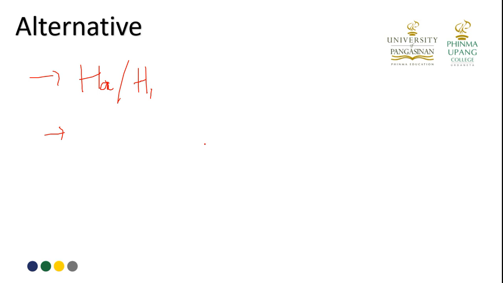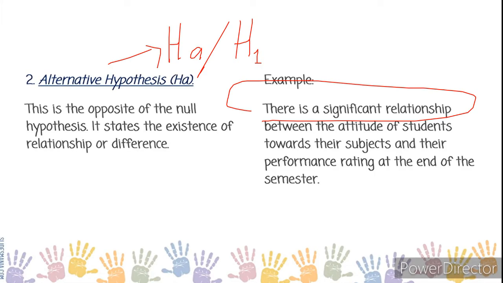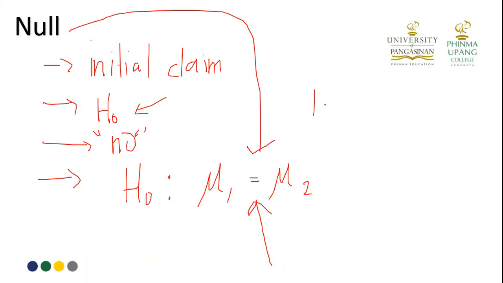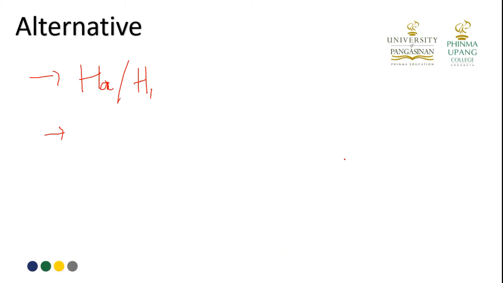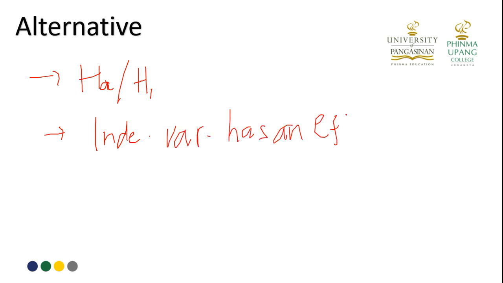HA or H1. And kanina, for the null, the independent variable has no effect. Dito walang effect si independent, no effect siya sa dependent. Okay? One characteristic of null. Ito naman, yung independent variable has an effect sa kanyang dependent variable. Okay? So, parang binaliktad ko lang yung mga definition sa kabila.